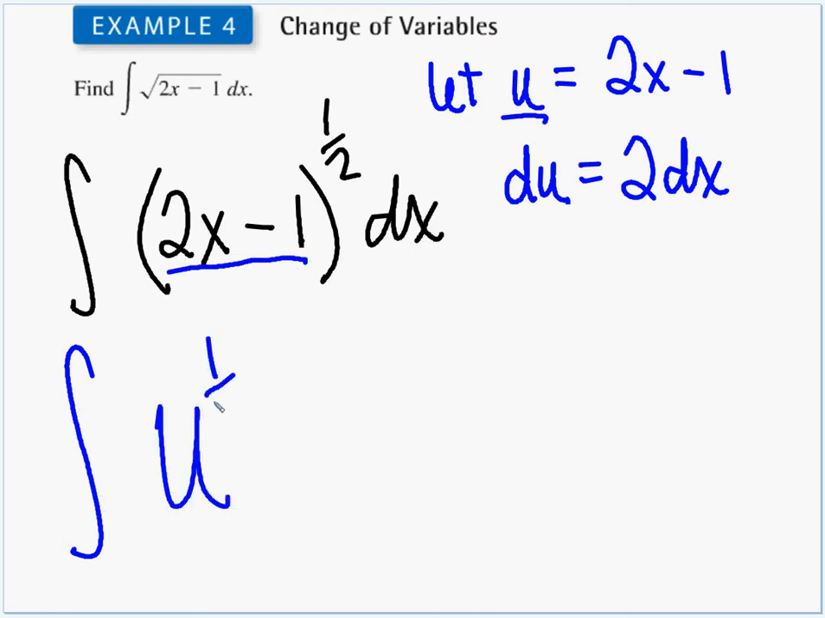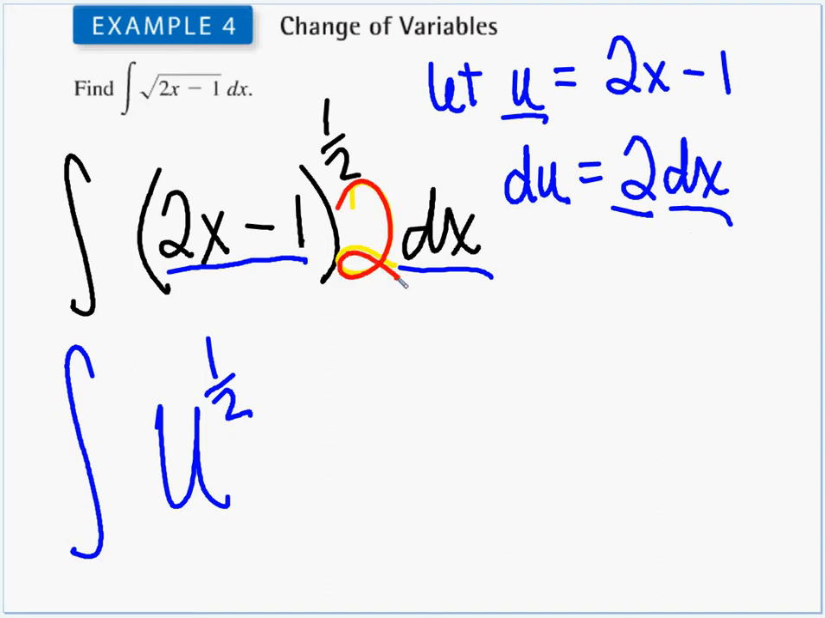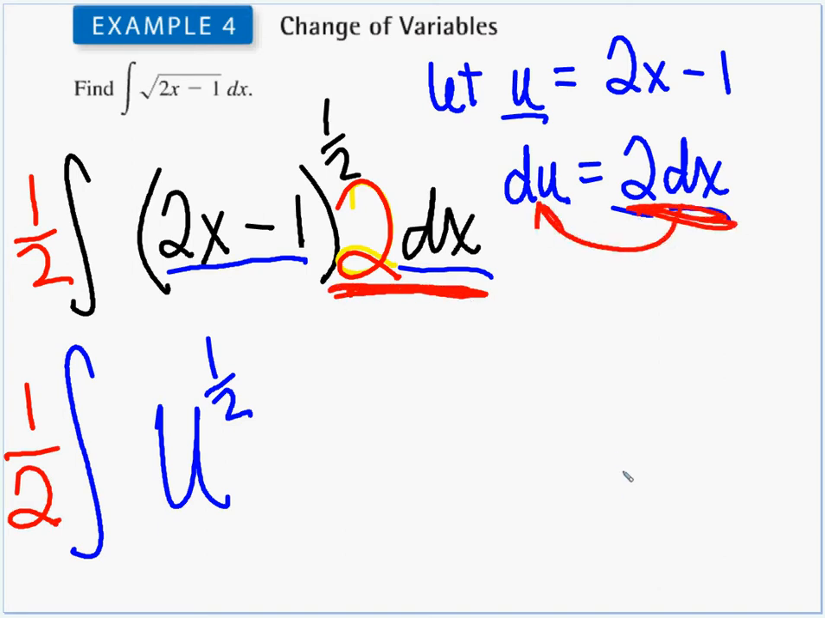Now notice, for our rocket fuel, we need a 2 dx. We've only got the dx. So we could, if we need to, put a 2 here, as long as we balance the 2 inside with a 1/2 outside. So this 1/2 is going to come down to this part. And now the 2 and the dx, 2 dx, can be just replaced with a du. All right. We are now ready to anti-derive.